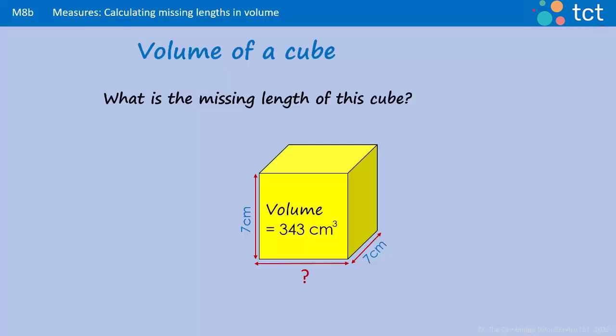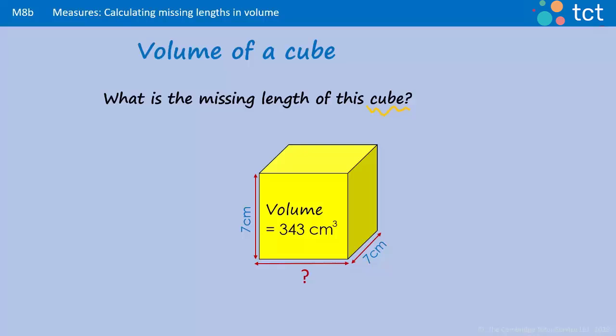Carrying on with volume, and for this one starting with cubes, we're identifying any missing dimension, any missing measurement. So we've been given the volume of this cube. It's 343 centimetres cubed, and we know that it's 7 centimetres high and that it goes back to a depth of 7 centimetres. For this sort of one you can just use common sense.